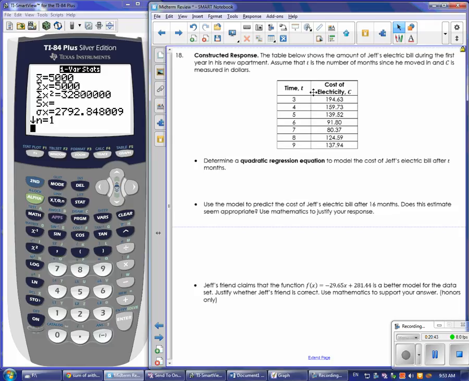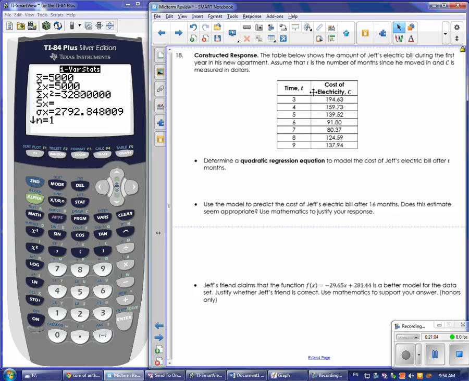So in number 18, it says the table below shows the amount of Jeff's electric bill during the first year in his new apartment. Assume that T is the number of months since he moved in, and C is measured in dollars. All right, so if we want to determine a quadratic regression equation, that's something I'm going to let the calculator do. But I have to enter the data into my calculator.